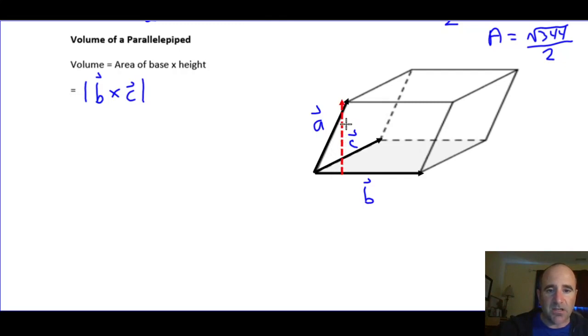Best I can, okay? Let me just try that again. Okay, there it is. The red line represents the height of the parallelepiped. So, how do we figure out the height?